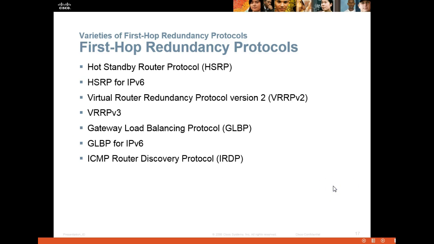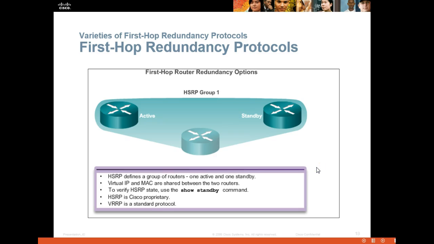Now, those first hop redundancy protocols, here's a list of them. HSRP for IPv4 and IPv6, and then the Virtual Router Redundancy Protocol for versions 2 and 3, same thing. And then the Gateway Load Balancing Protocol, I'll talk about that in just a moment, and that runs for 2 versions as well. And then there's an ICMP router discovery, which we won't be getting into.